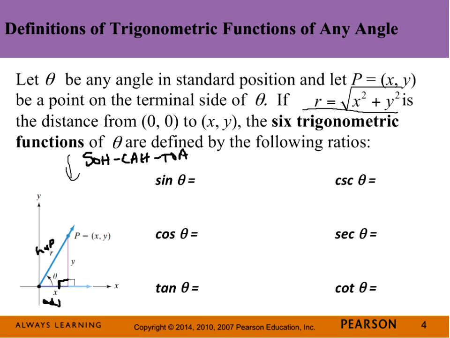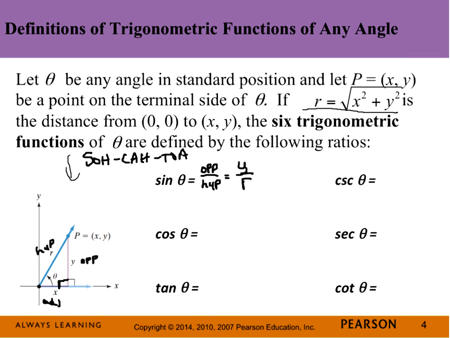Side X is our adjacent, and side Y is our opposite. I'm not going to write opposite over hypotenuse for each of these, but I'll do it for sine here so that you can see that it lines up. So our sine is opposite over hypotenuse, which in this case is y over r.